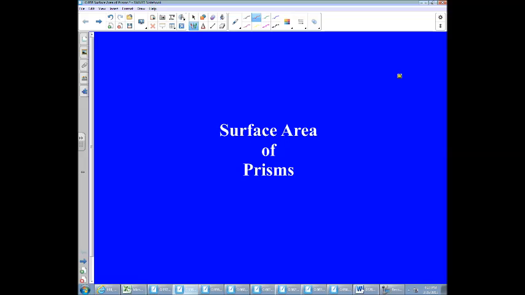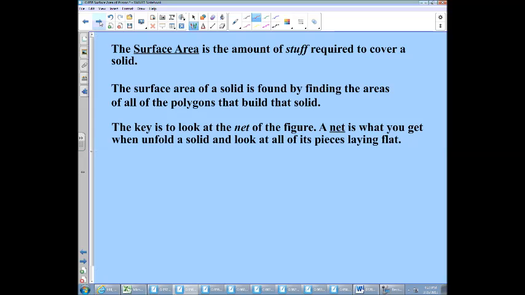For the next several days, we spent time talking about surface area and volume. We started off with surface area of prisms. Now, surface area of prisms is a little bit of a trick. There's not really a true clear-cut formula that we work with. Before we got to that, we put a basic definition on surface area. Surface area is simply the amount of stuff required to cover a solid. So surface area is all the stuff around the outside.